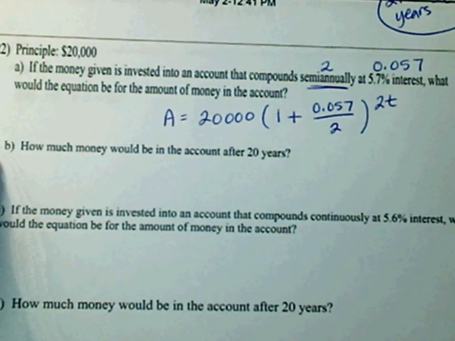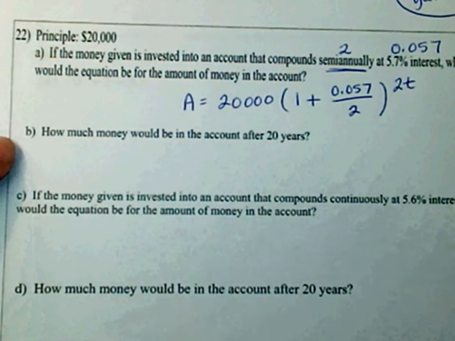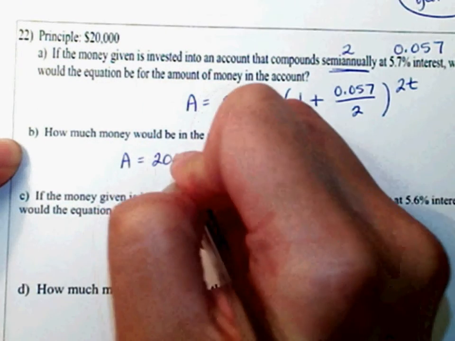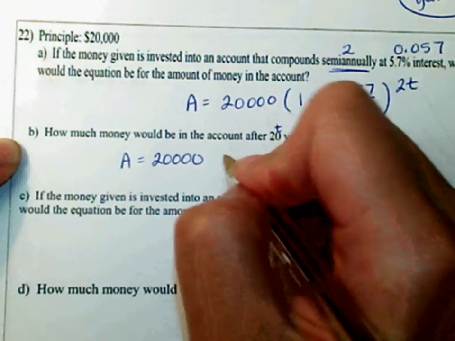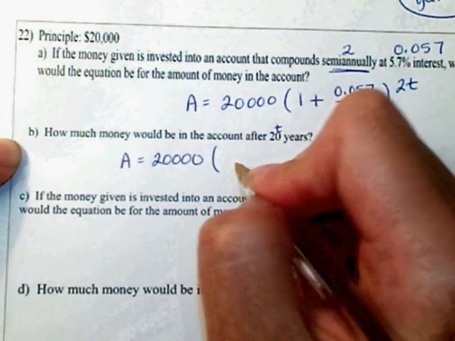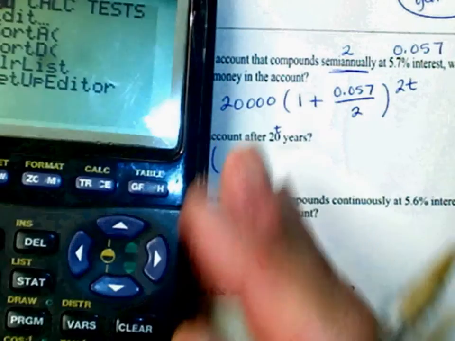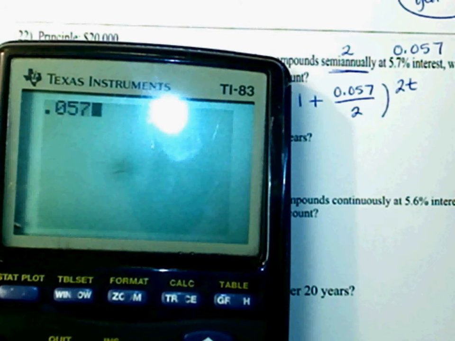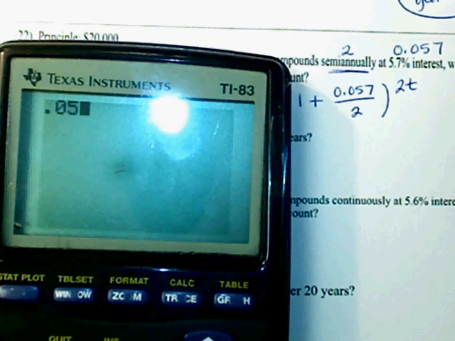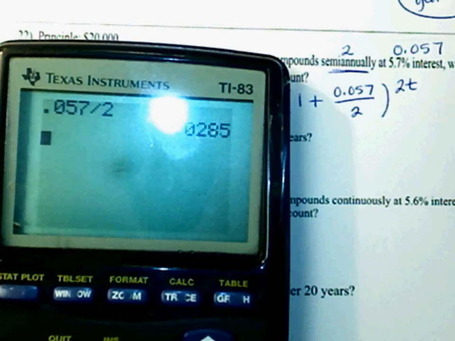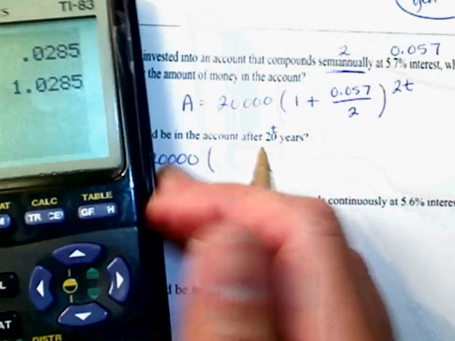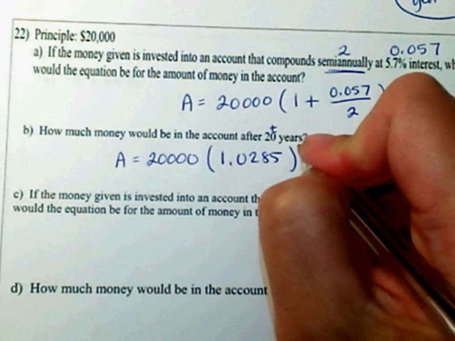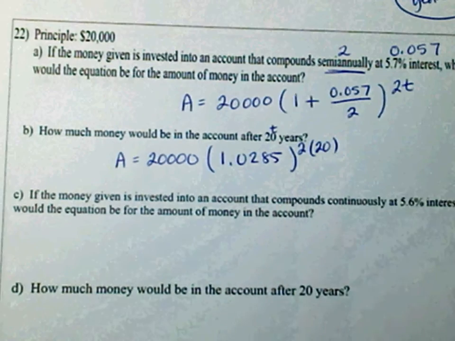Part B says, how much money will be in the account after 20 years? So there is your T. So A is equal to 20,000. Okay? So this is the same thing as 1 plus, I'm going to go ahead and do that in my calculator. Clear. So we're going to put 0.057 divided by 2, okay, plus 1. That comes out to be 1.0285 raised to the 2 times your T. What is your T? 20 years. And you can just plug that into your calculator.